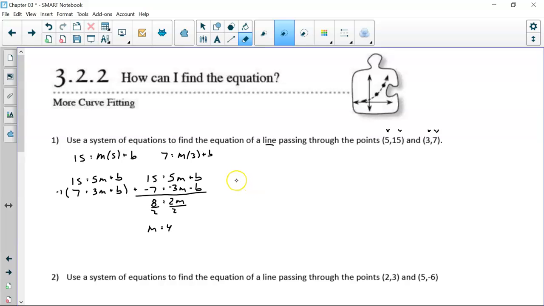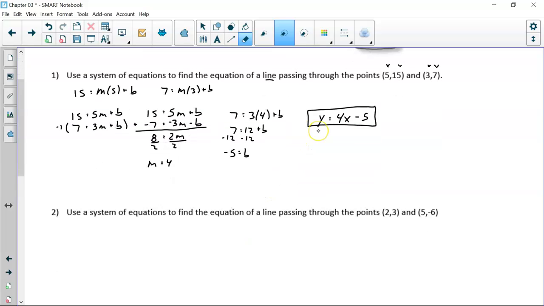And now I can use one of the equations. 7 equals 3 times m, which is 4, plus b. 7 equals 12 plus b. Subtract 12 from both sides. -5 equals b. So y equals 4x minus 5 is our equation. I just thought that was an interesting way to see it, other than finding the slope and then solving for the y-intercept. Let's do another one.